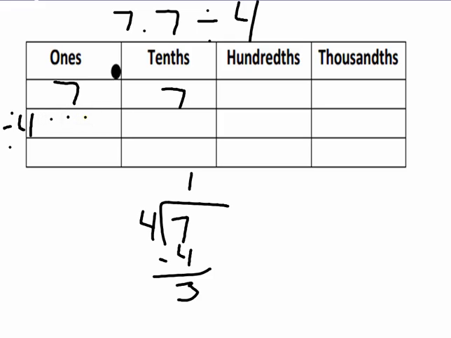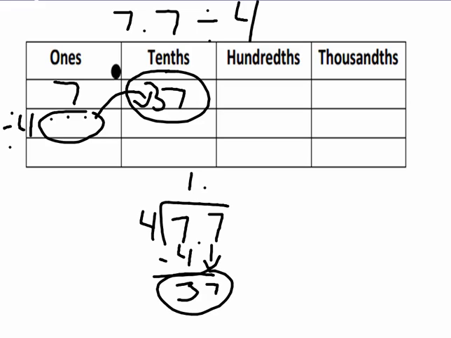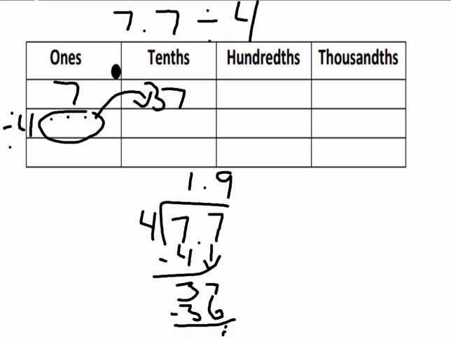I need to exchange them for tenths. So I take these 3 and I exchange them. And look, when I make it straighter, I have 37 with my model, with my place value chart, and 37 in my algorithm. My numbers are still matching up, so I'm doing okay. What's next? 4 goes into 37 9 times. 9 times 4 is 36. Subtract, and I have 1.